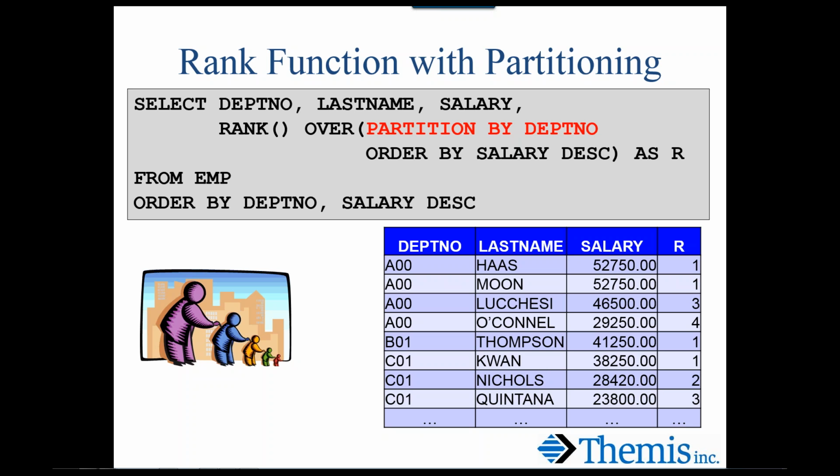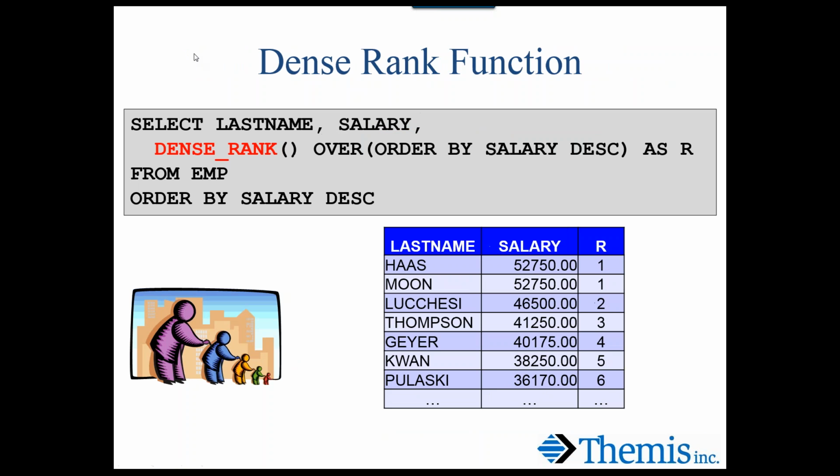I've been asked since early on in my days as a DB2 person, how do I assign numbers to things, right? How do I number my rows? And the rank function is one way to do that now, built in with SQL. There are 2 more functions that work very similarly here.